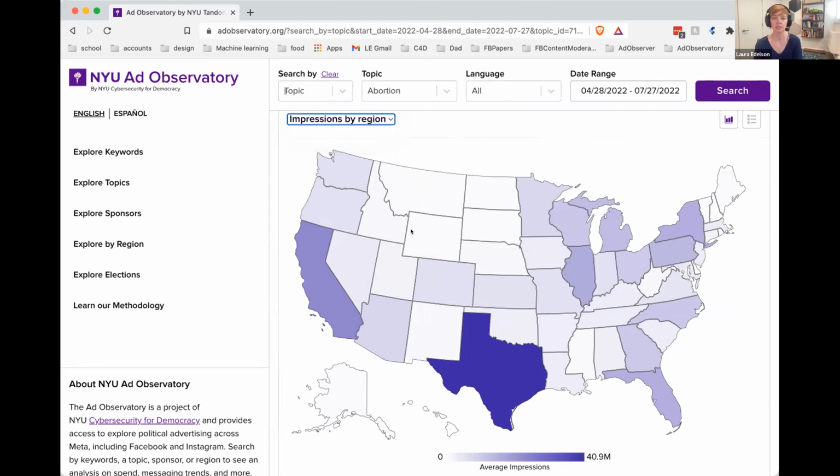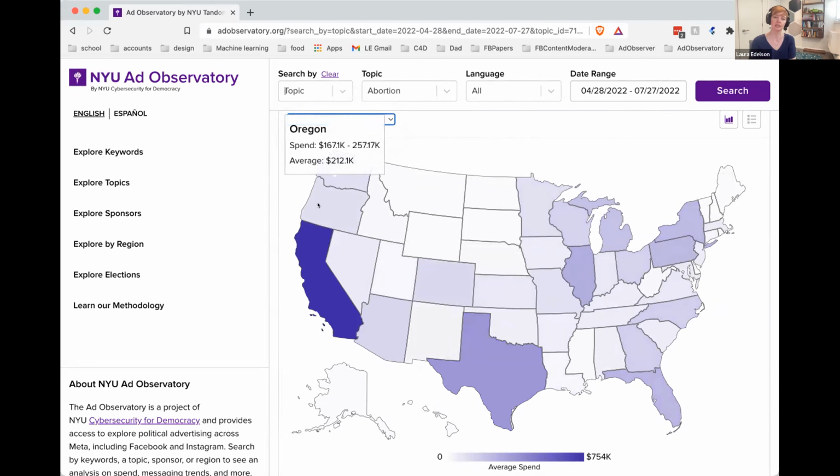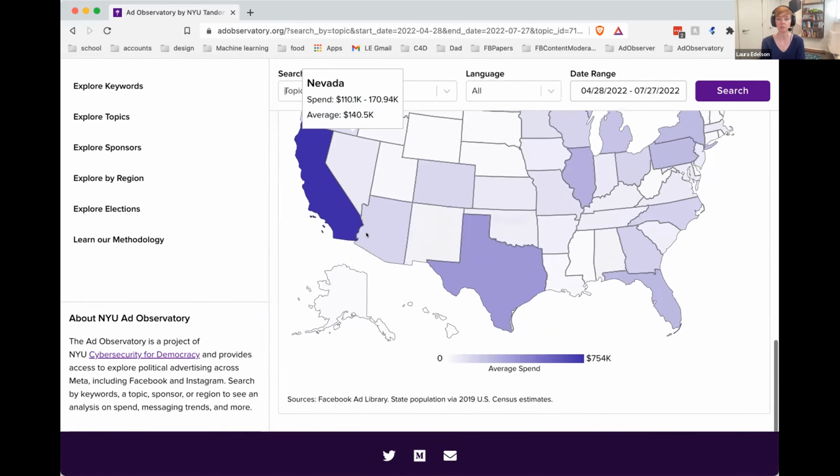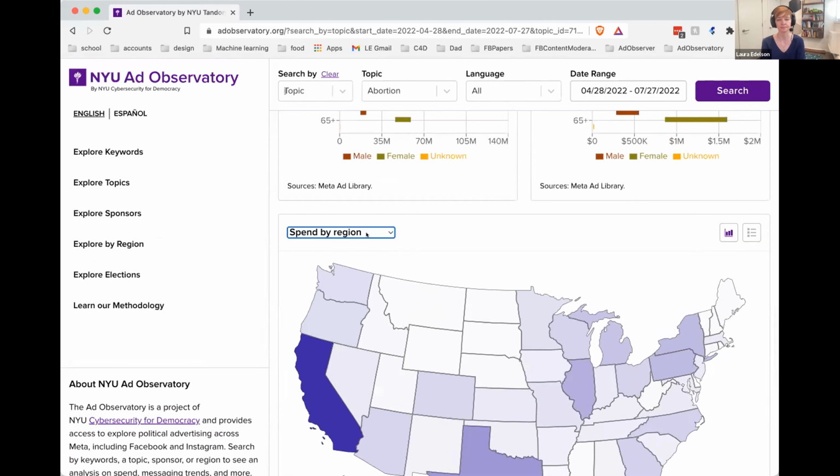And so this first view is impressions per spend. This is how many people in each state are seeing these ads, but we can also look at spend by region, and we see a slightly different picture. This is just because different markets are more or less expensive. The California market is quite expensive, so it doesn't surprise me that more is being spent in California, even if they're not getting the same number of eyeballs as Texas is.